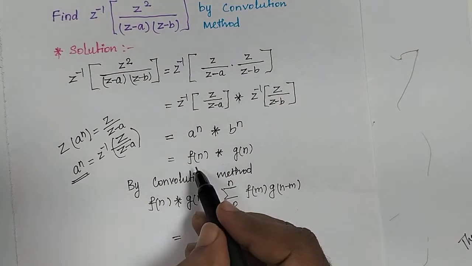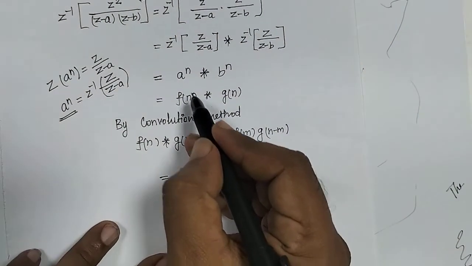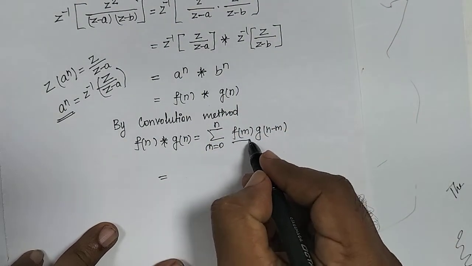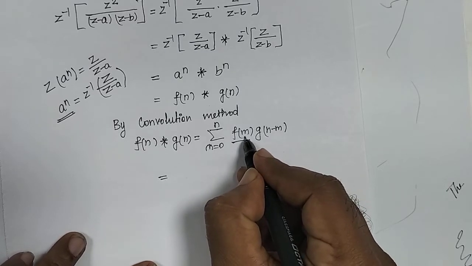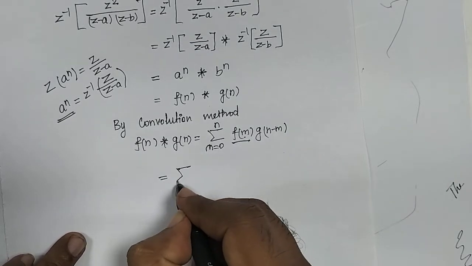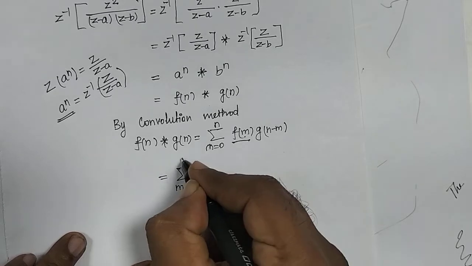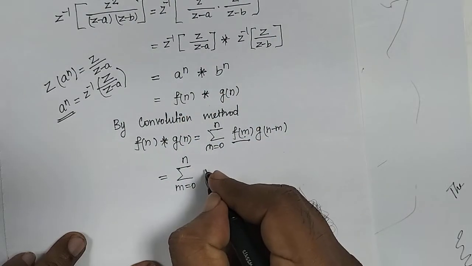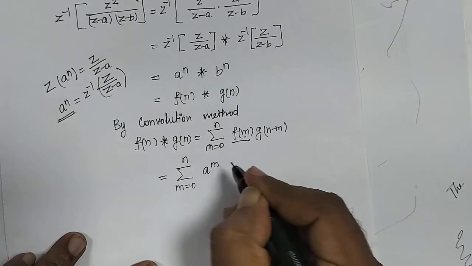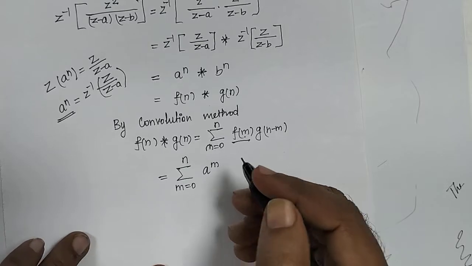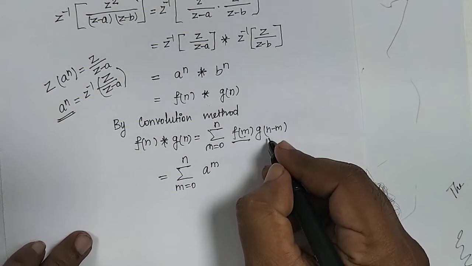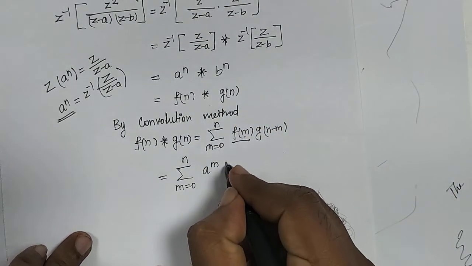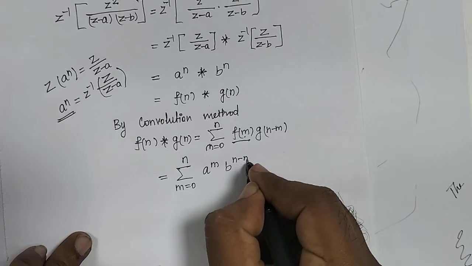Consider f of n is a power n and g of n is b power n. In your formula, in the first function n is replaced by m, so I am writing the sum of m equal to 0 to n, a power n I am going to write as a power m because n is replaced by m. In the second function g of n minus m, your second function is b power n, and I am going to write b power n replaced by n minus m.